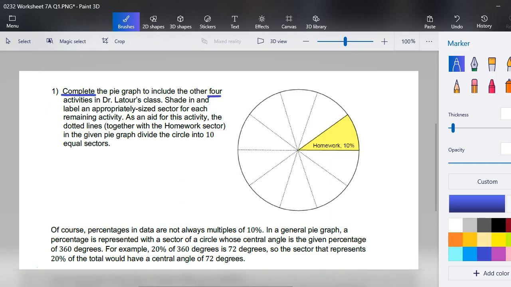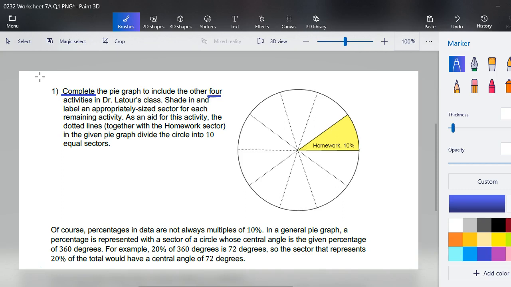So hopefully you've already looked at question 1 and already worked on completing the pie graph to include the other 4 of the activities. Shade in, label the appropriately sized sector for each of the remaining activities. And as an aid, they divided this into 10 equal sectors. So I'm looking back on the chart that was at the very beginning of this lesson.